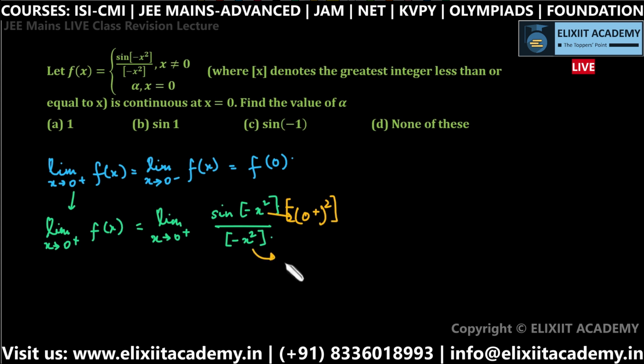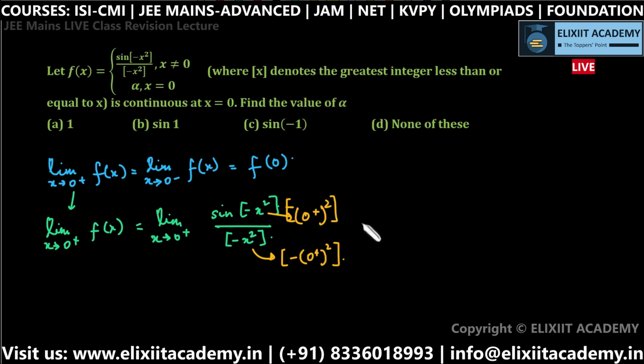Similarly, when x tends to 0 plus, this is also minus of 0 plus whole square, right? What is the meaning of this? You have the greatest integer of minus of 0 plus whole square. Whenever you're considering 0 plus and you're taking the whole square, that will remain positive. But in the front you have a negative sign, so minus 0.0000001, like this, isn't it? So this turns out to be sine of minus 1 divided by minus 1.